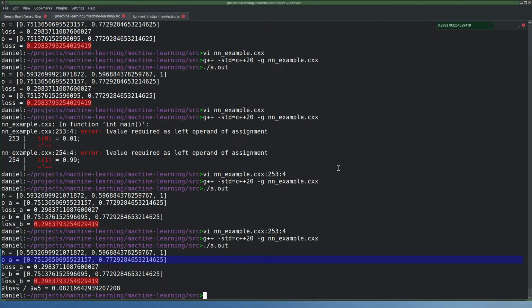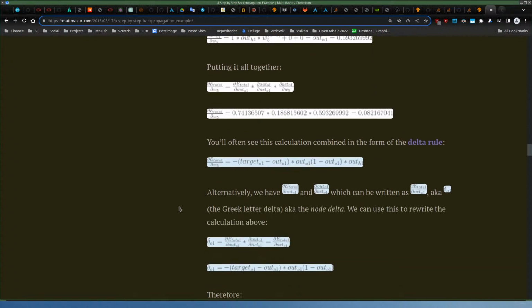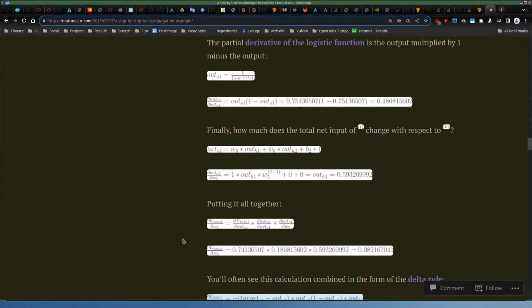I just thought we just changed W5 a little bit and then recalculated again forward. And then, of course, we have the partial derivative. If you make the change small enough, you calculate accurate enough. So that's fun. But they did it differently. They calculated it differently. I'm very curious how they did it.